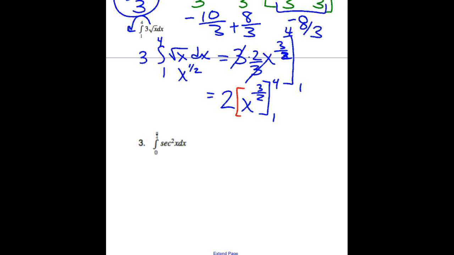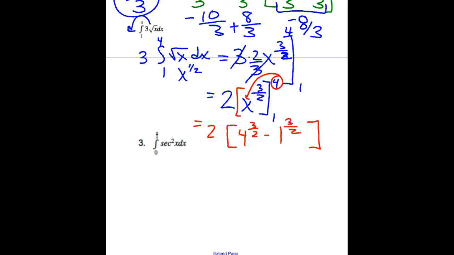What do you think is safer, leaving it out front or putting it in? It's safer to leave it out front, especially when it gets ugly. Like if it's a -1/5, you don't want to be putting that in and then subtracting it. There's more room for error. So even though this 2 is easy to work with, I would just get in the habit of pulling that out front and then doing the rest of it. So again, top 1 in first. So I'm going to do 4 to the 3/2 minus 1 to the 3/2.